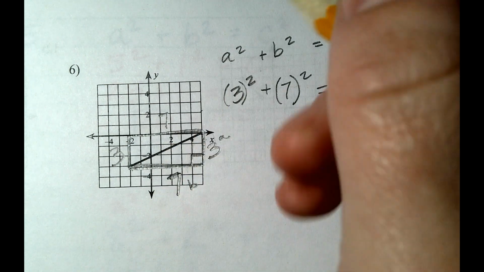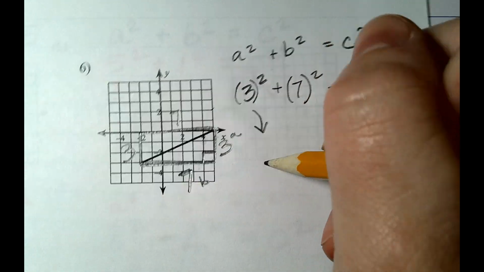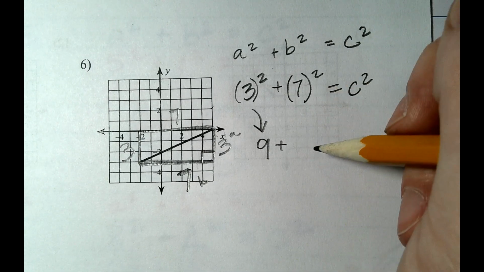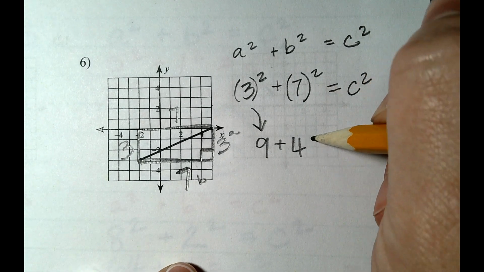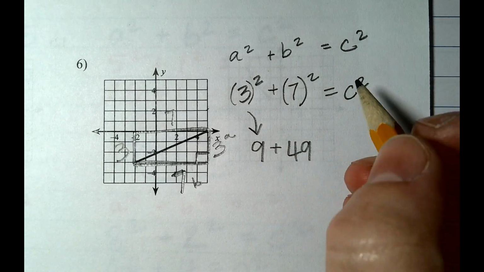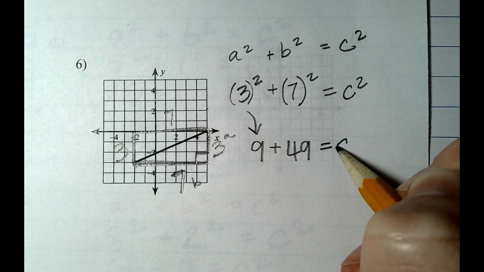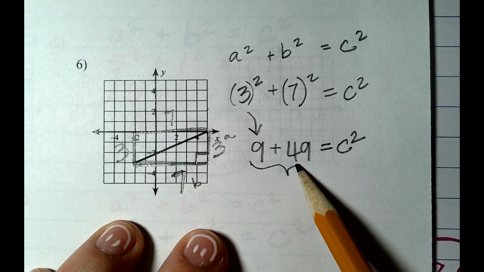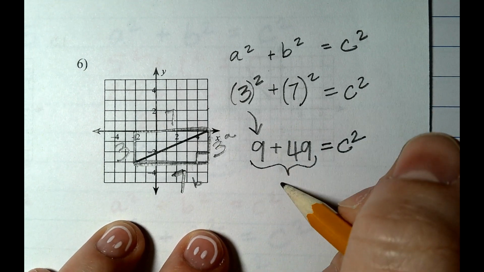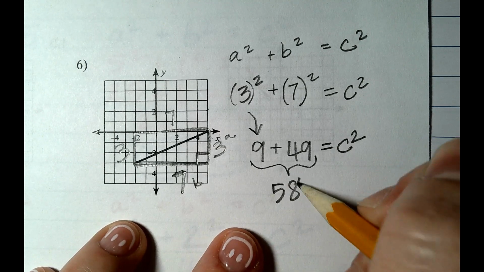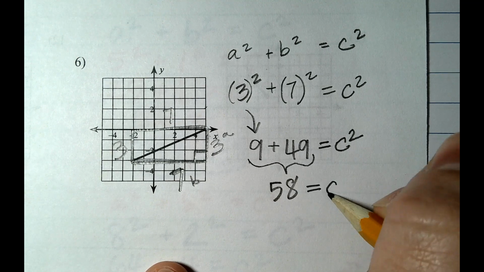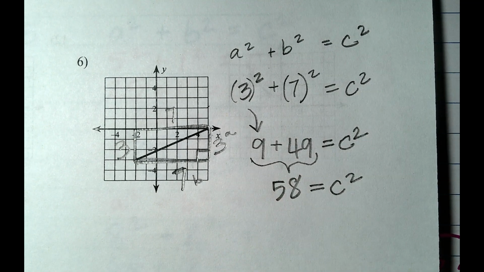So 3 squared, 9. That's 3 times 3. Plus 49. Plus, yes, 7 times 7 gives us 49. Equals C squared. We got 58. Yeah, 58 is when 9 and 49 are taken together. Equals C squared. You should get 7.61. Ooh, yeah.